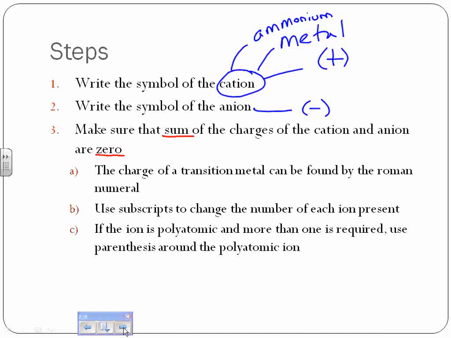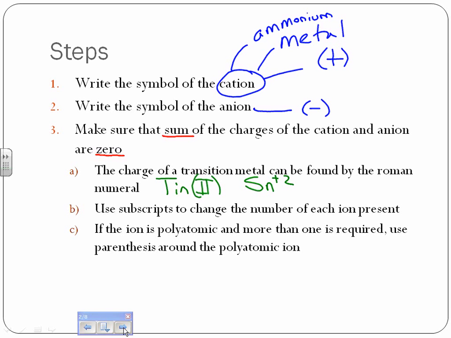Some of the important keys there is making sure that you understand the charge of a transition metal can be found from the Roman numeral. So if you have something like tin 2 with the Roman numeral 2 written after it, that would be Sn with a positive 2 charge. The Roman numeral has little to do with the subscripts immediately. That's what most students think right away, is that the Roman numeral determines all the subscripts in the formula, but it does have a bearing on the charge on the cation, which then changes the formula.